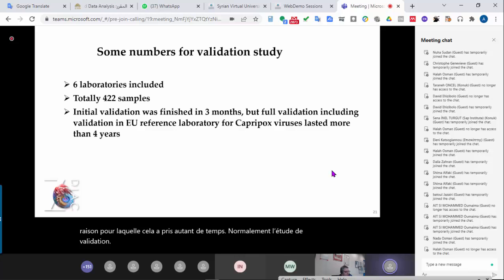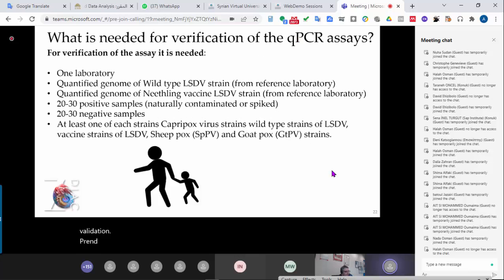Normally, the validation study takes less time. So what is needed for the verification of real-time PCR assays? You need, of course, one laboratory, your laboratory.